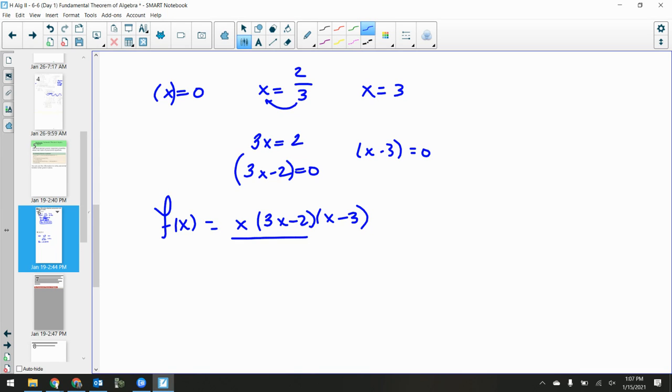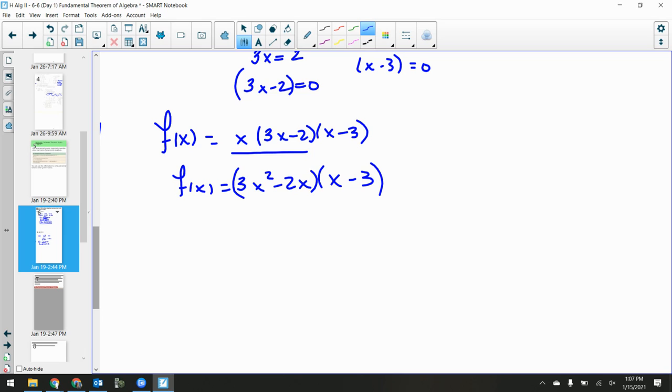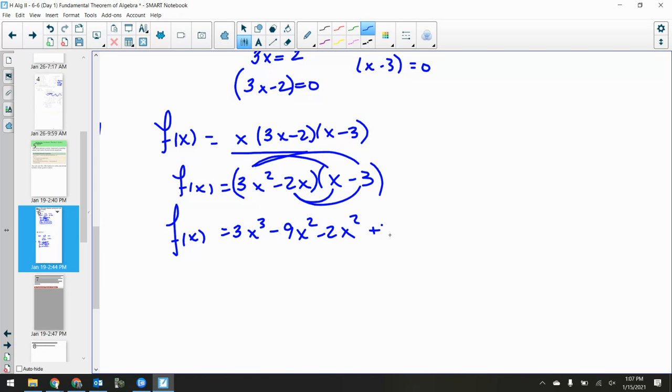Let's multiply these two pieces together. 3x squared minus 2x. And then let's multiply it in with the x minus 3. 3x squared times x is a 3x to the third. Minus 9x squared. Minus 2x squared. Plus 6x. Sorry. Combine like terms. 3x cubed minus 11x squared plus 6x.